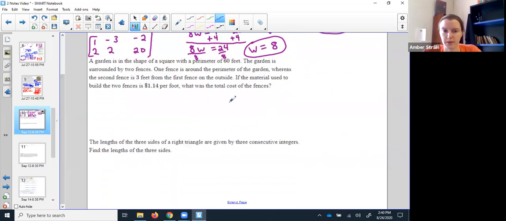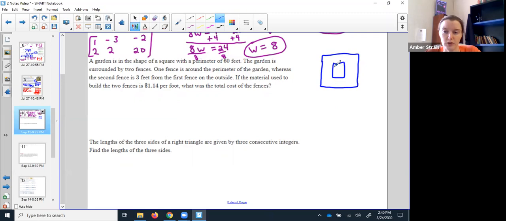This one looks like it might be the same. I've got another shape one. It tells me I've got a garden that's a square, but I had some critters eating my stuff, so I made a fence, and I put a nice pretty sidewalk on my fence, between my fence and my garden, so I could get around and do all my garden stuff.